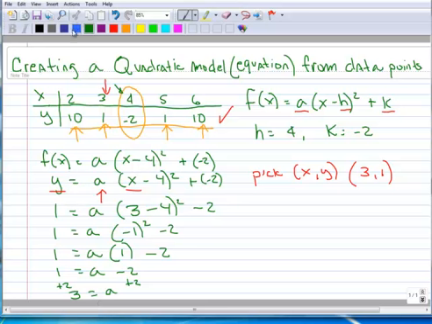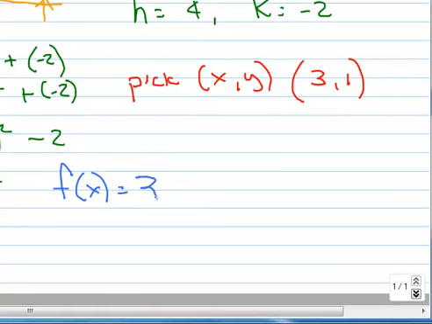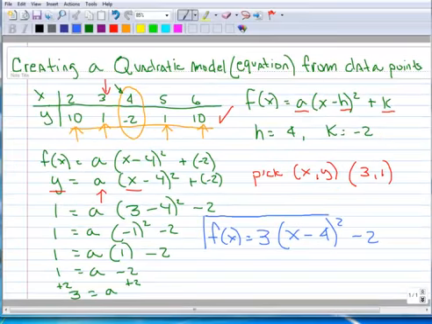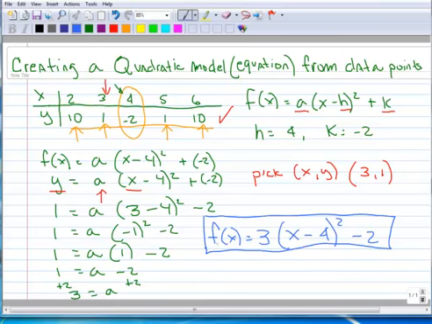So now I can go ahead and write the equation, or the model. So I have f of x equals, the leading coefficient is 3, we just found that. So 3 times x minus 4 squared minus 2. And there's our model that we created, vertex form, using this method of finding the leading coefficient by hand.